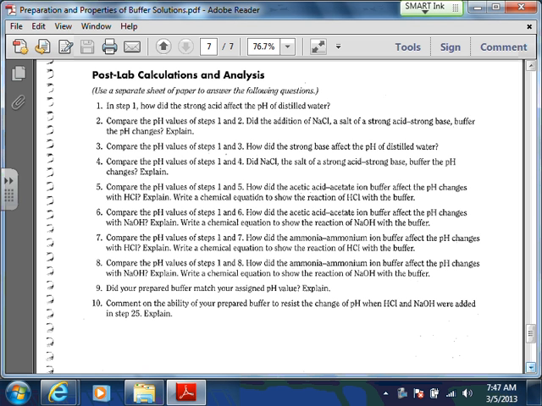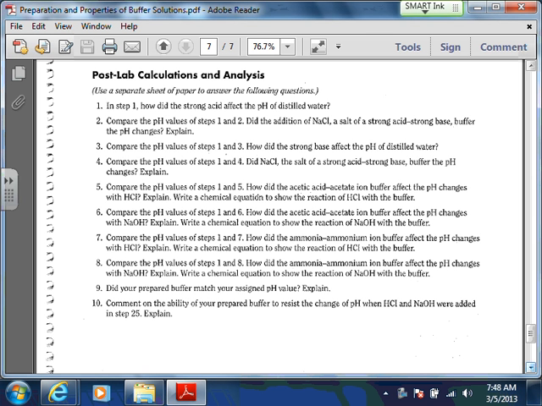But you're basically just talking about your data. And then 3 and 4, basically the exact same thing, except now they're asking about the strong base instead of the strong acid. Okay. Number 5, compare the pH values of steps 1 and 5. So now we're looking at, okay, we put strong acid into distilled water, and then we put strong acid into this buffer solution. Okay. And it's asking, how did the buffer affect the pH changes? So what you should see there, obviously, is you should see a much smaller pH change with the buffer solution, step 5, than you did in step 1.